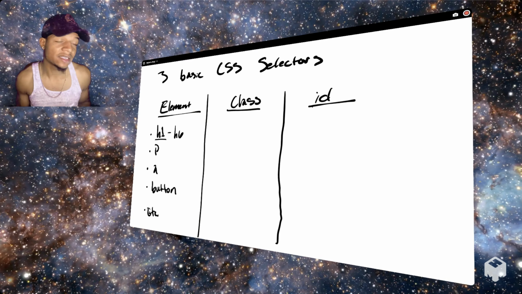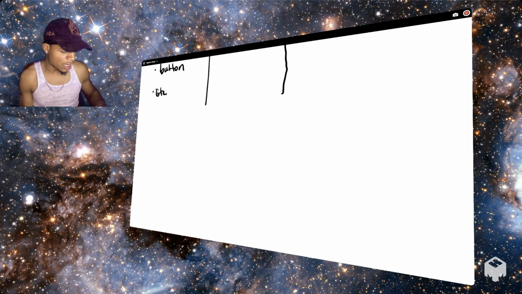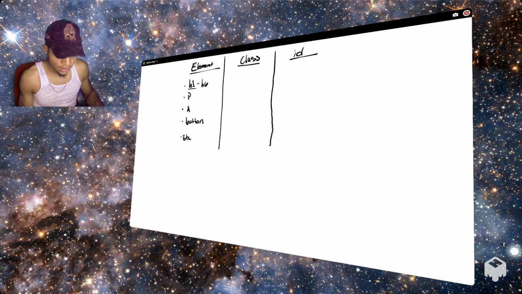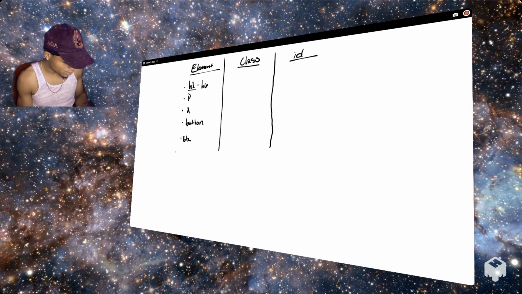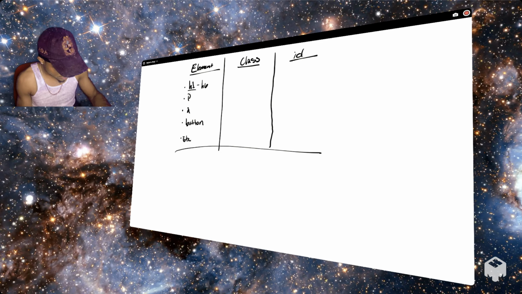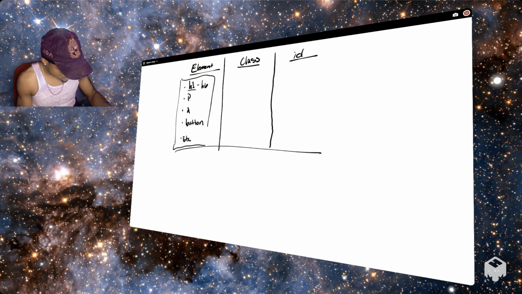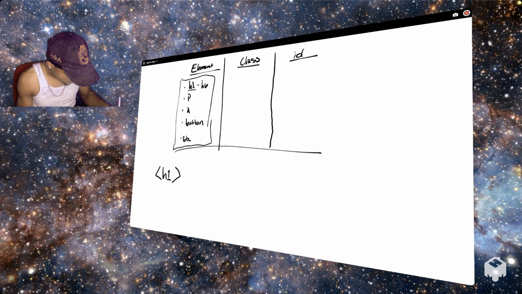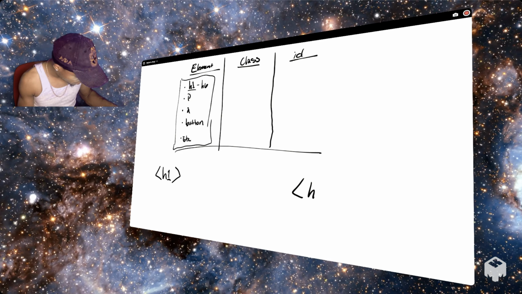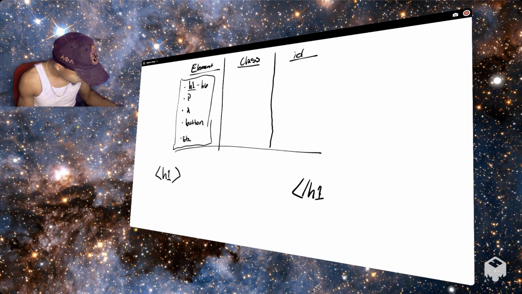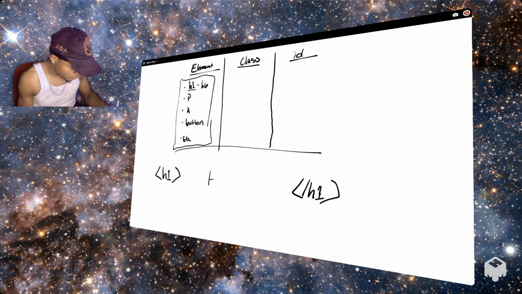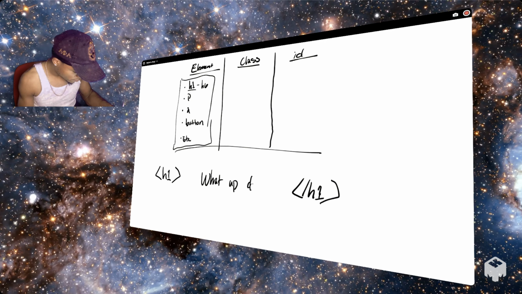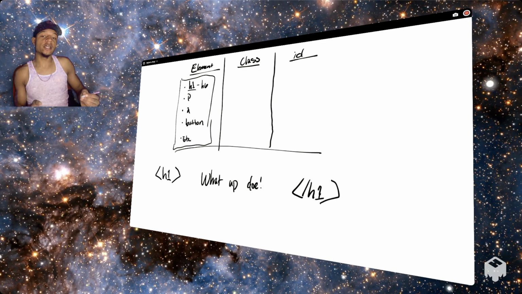And so a class selector is a little bit different. A class selector also pertains to the HTML. And if you think about what we're looking at right here, these are HTML elements. So we can have an H1 that looks like this, and then it closes off right here, H1. And I'll have some words. Let's say, what up, though? That's what the H1 says.